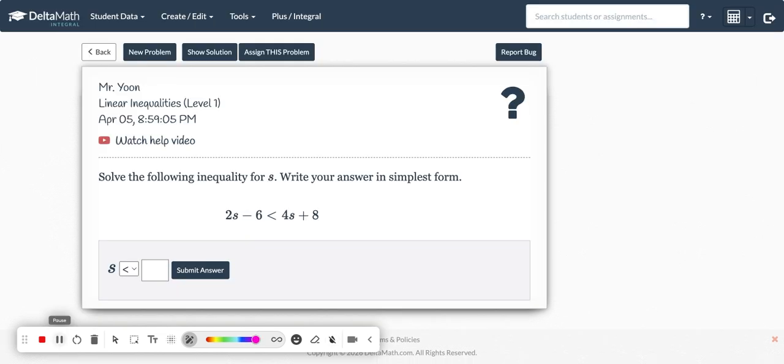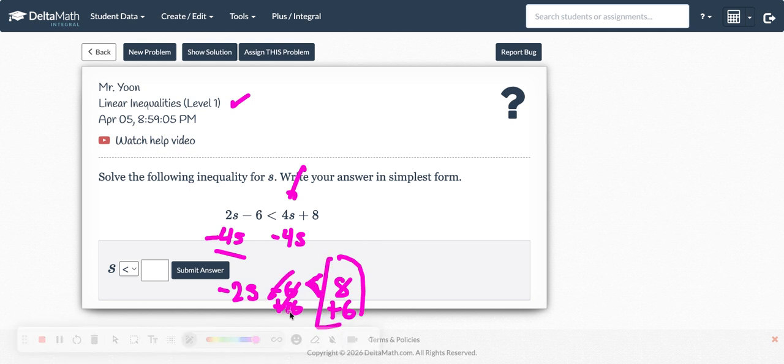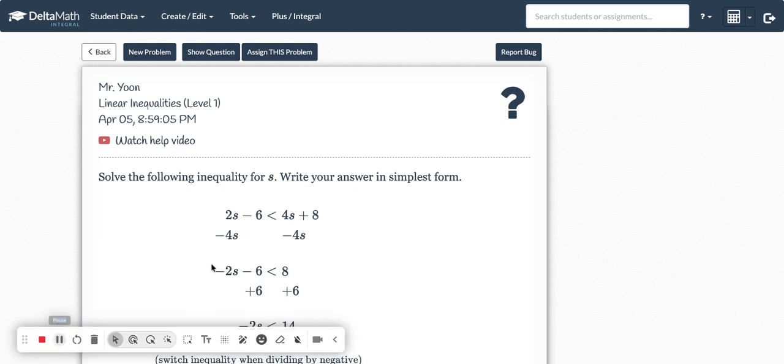Okay, so first, for this type of problem, subtract 4s from both sides. Start with this. Okay, so what's going to happen over here? When you subtract 4s from over here, 2s minus 4s is negative 2s. And then you write down the rest, except this side only has 8. Then you're going to add 6 to both sides, so that what you're going to have left is 14 on this side and nothing more here.